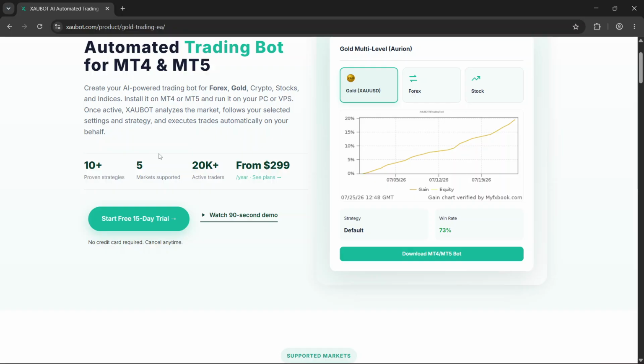They claim over 20,000 active users or traders, 26 updates in the last 12 months, and that it has been live since 2020.